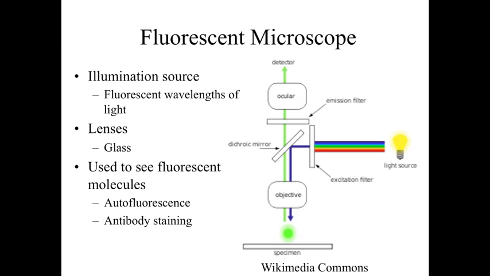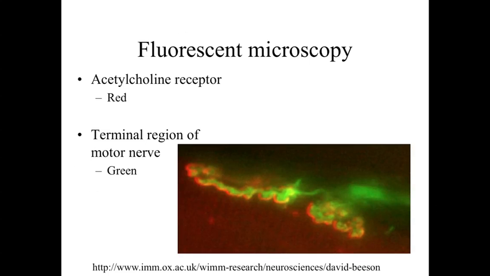So either autofluorescence, there's certain structures within the body that if you illuminate them with a fluorescent light wavelength, they're going to glow on their own. Or, as we talked about in immunohistochemistry, immunocytochemistry, the antibody staining, we can go through and see where a specific protein is going to be located. But the same basic idea of what we're doing with a light microscope.